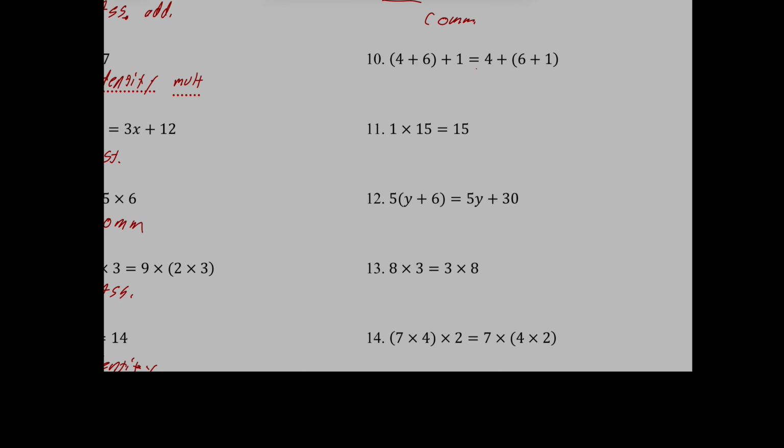Okay, number 10, this is the one where we regroup. 4 plus 6 plus 1 equals 4 plus 6 plus 1, but with different parentheses. That's the associative property. Associative property of addition. Let's just say that, okay? 1 times 15 equals 15. That's the identity of multiplication. Okay, here's another one where I do this. That's going to be another distributive.